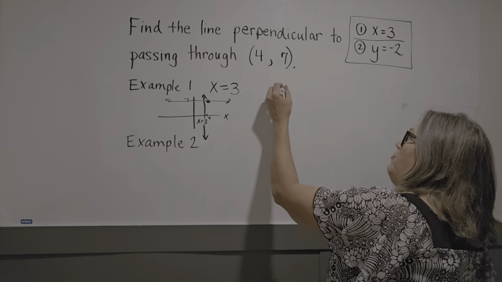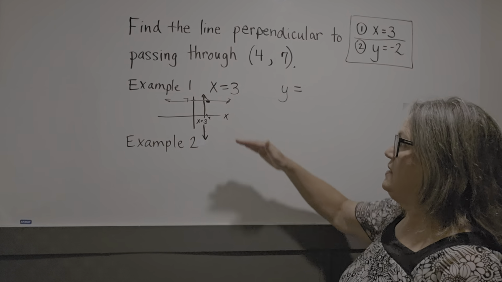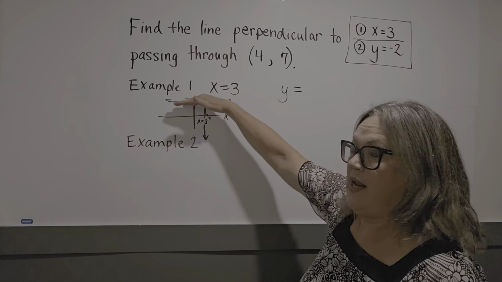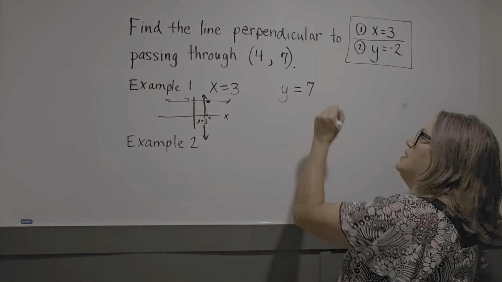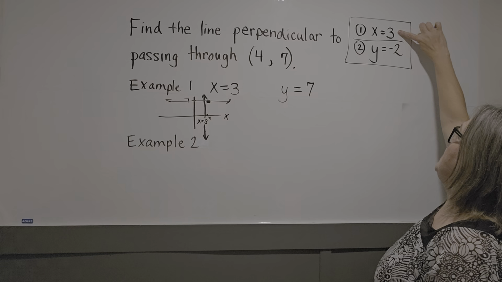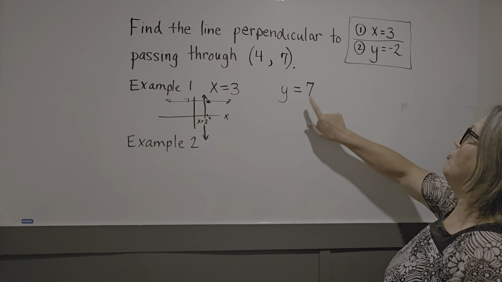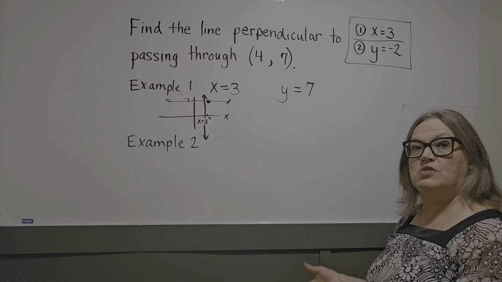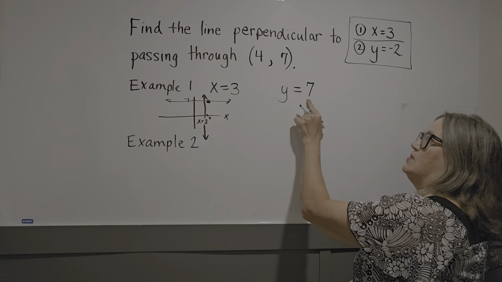Horizontal lines have the form y equals some constant. Well, the constant is the height at which the horizontal line is situated. So that's at 7, right? So y equals 7. So you really don't even need to draw a graph. The perpendicular line to a vertical line is a horizontal line. Vertical lines are x equals some constant. Horizontal lines are y equals some constant. So you just take the y value of the point and set y equals 7.